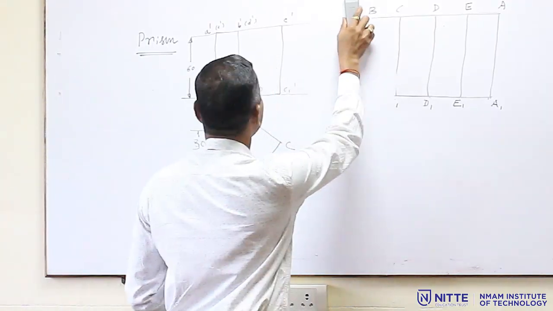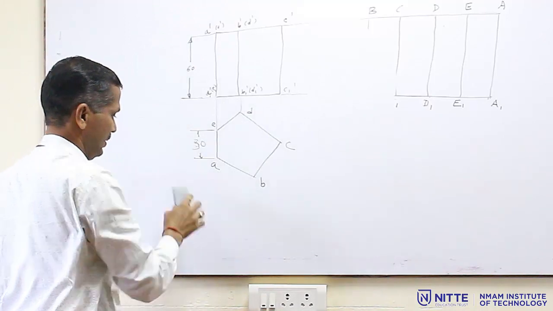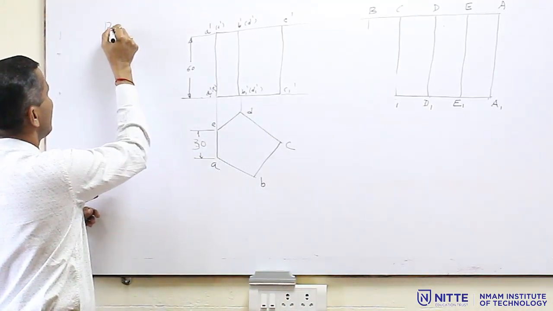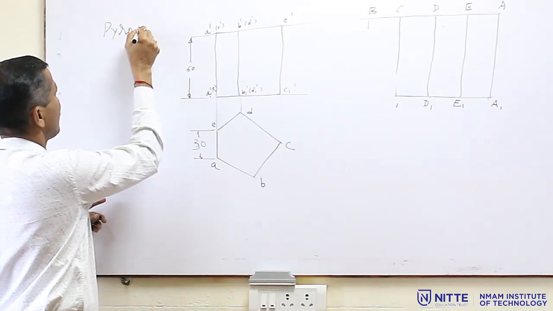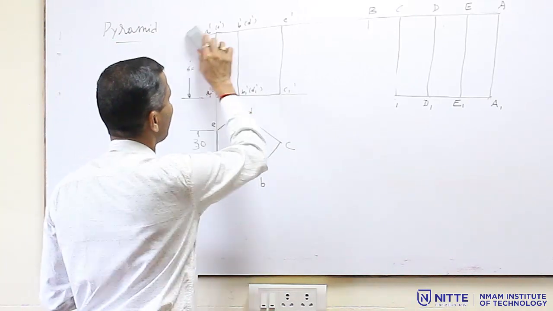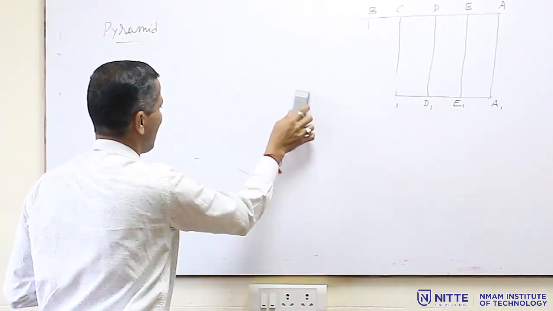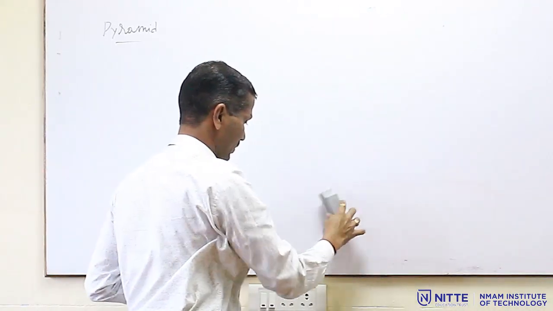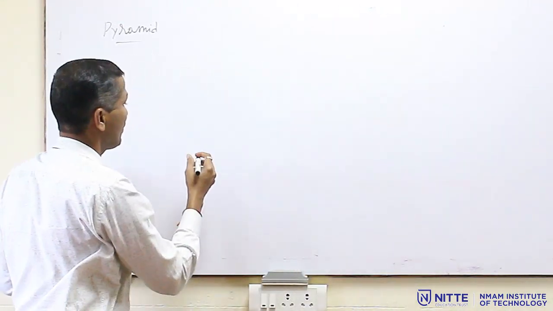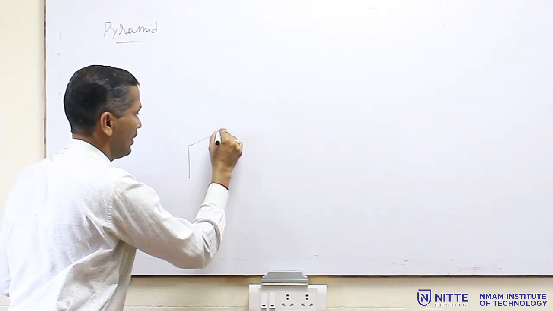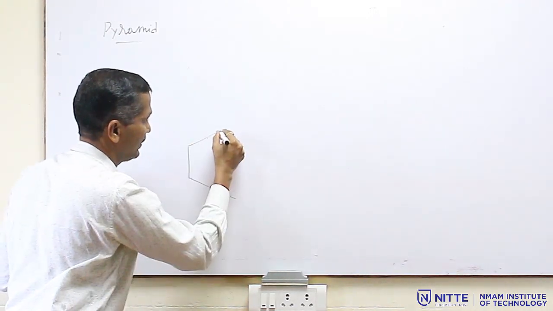Now, we have to go for the pyramids. Take the example of a pentagonal pyramid. A pentagonal pyramid of 30 mm side and height 60 mm. So, make the pentagon of 30 mm base edge.